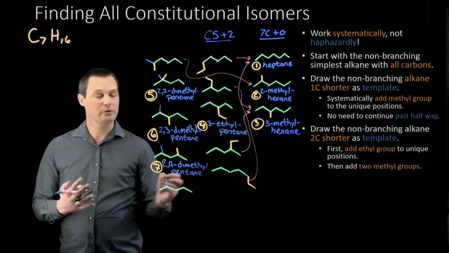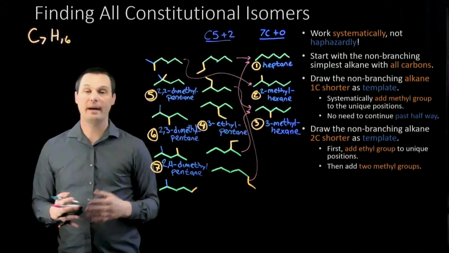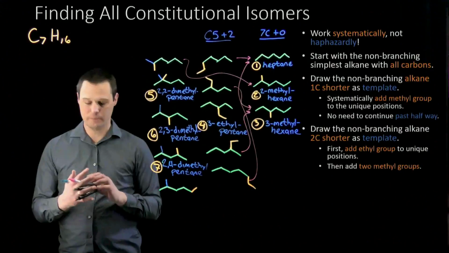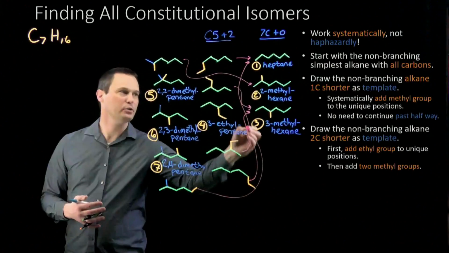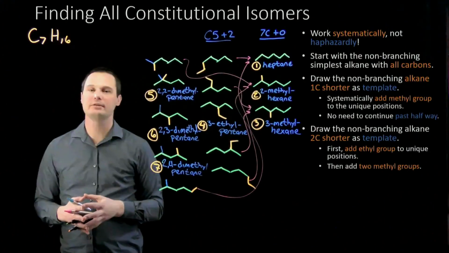Leaving the blue group on methyl 2 and moving the orange methyl group over to carbon 5 ultimately makes a non-unique structure. This is going to end up being a 6-carbon chain with a methyl group at carbon 2. So this also will be identical to 2-methylhexane. This is not a unique constitutional isomer.